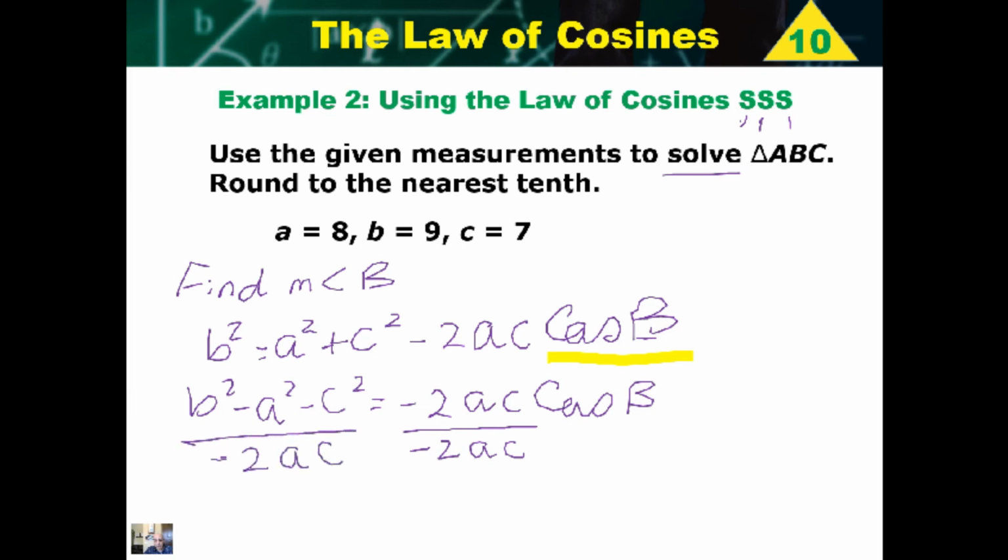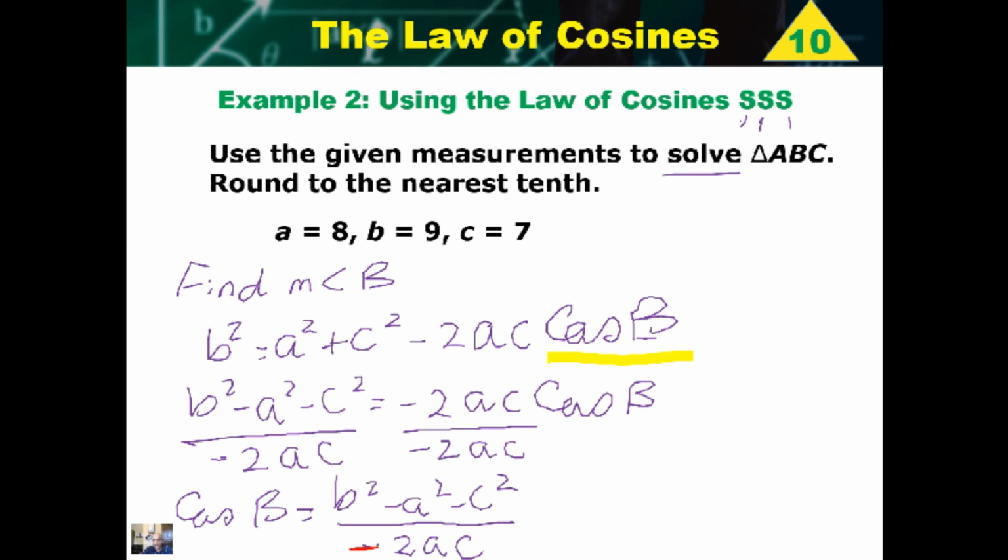This approach, you don't have to do it that way. All I'm saying is clean things up a little bit before you start plugging numbers. I just found this a little bit easier for students. Cosine b is actually going to be this amount here: b squared minus a squared minus c squared divided by minus 2ac. Be careful with the negative signs. Don't forget these, because these will definitely change your answer.